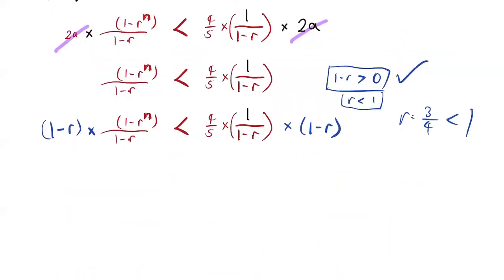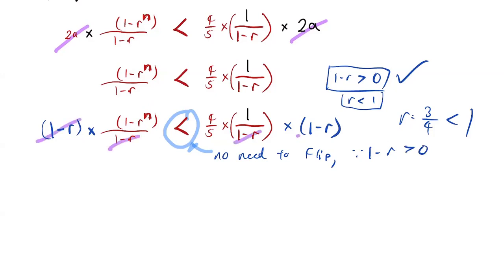It is less than 1. So is this obeyed? 1 minus r is more than 0? Yes, it is obeyed. Okay, therefore, do we need to flip the direction of the inequality? No flipping, because 1 minus r is more than 0. So we managed to safely cancel away the 1 minus r, and we are left with 4/5 times 1, just 4/5.